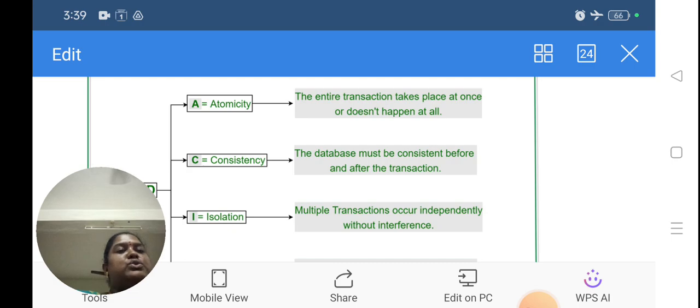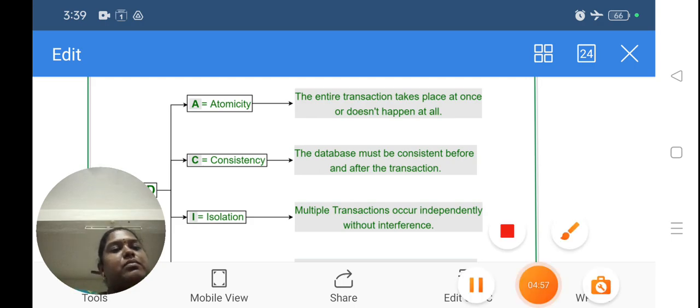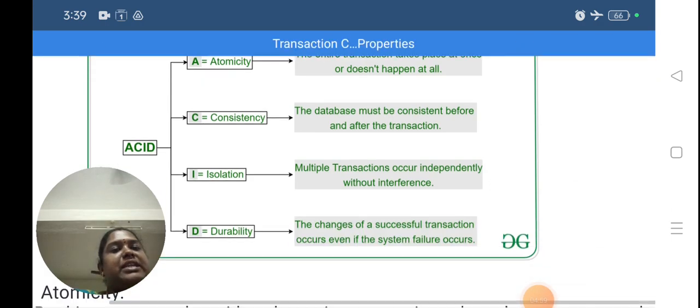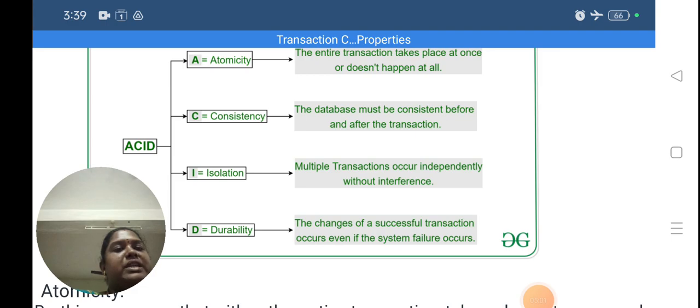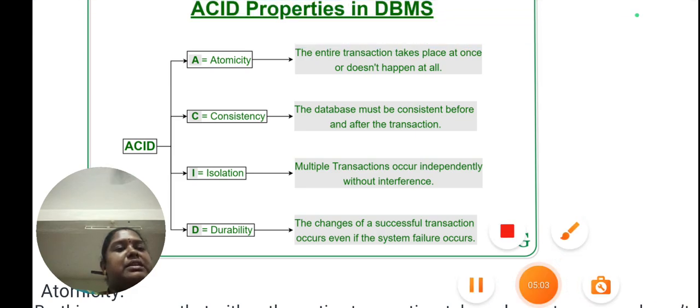The entire transaction takes place at once or does not happen at all. Sometimes if there is any irrelevant transaction code, then it does not happen at all. The database must be consistent before and after the transaction. Multiple transactions occur independently without interference. These are the ACID properties, and the changes of a successful transaction persist even if a system failure occurs.